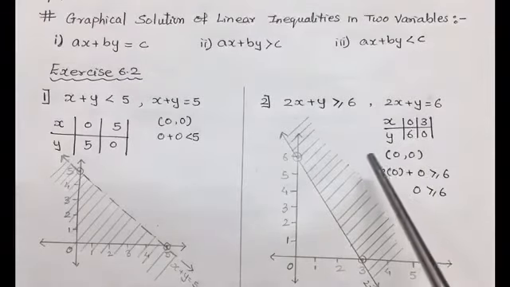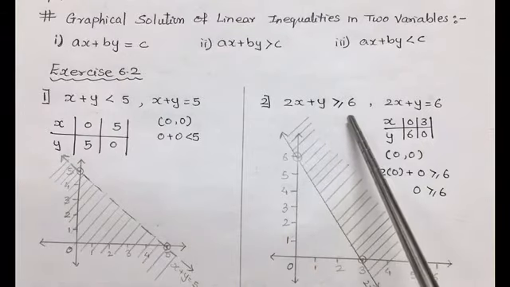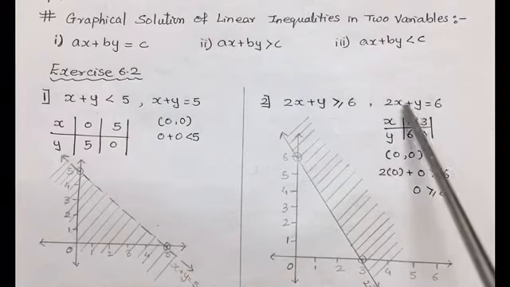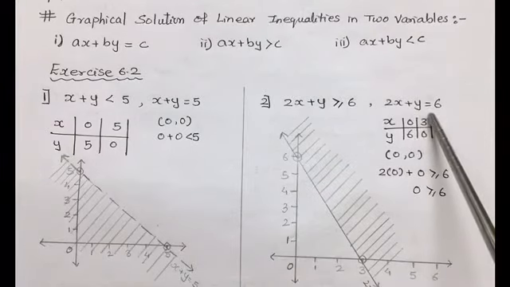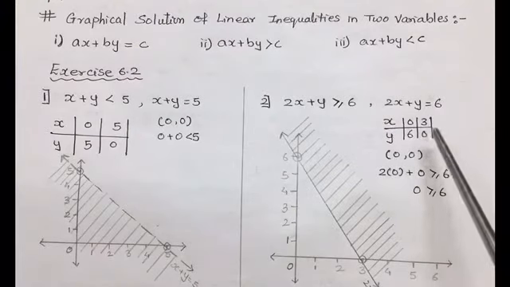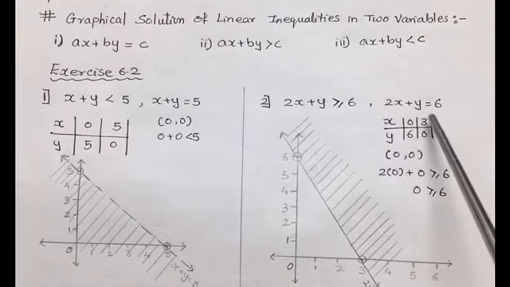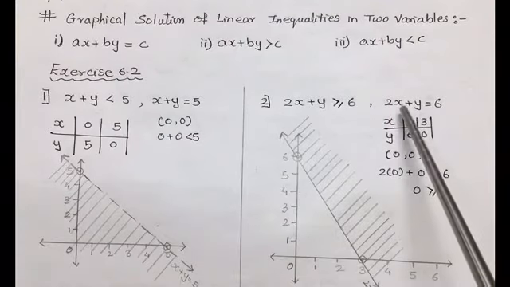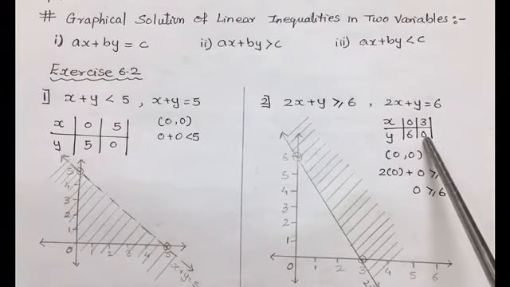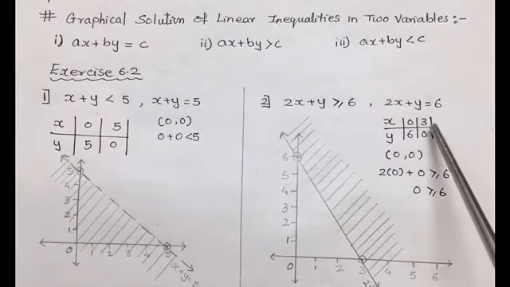Now question number 2 is given as 2x plus y greater than or equal to 6. To draw the line, we will go for equating it to 6. Now as per the requirement, we will take one time x equal to 0 and calculate y. So if x is 0, y is 6. And one time taking y as 0 and calculating x, we get 3.